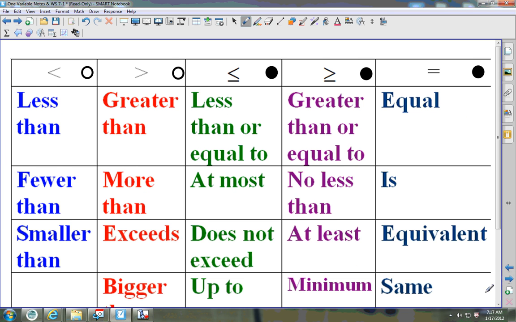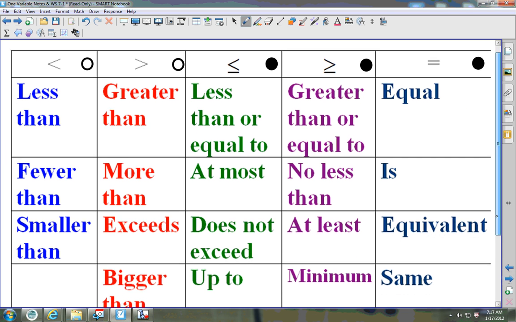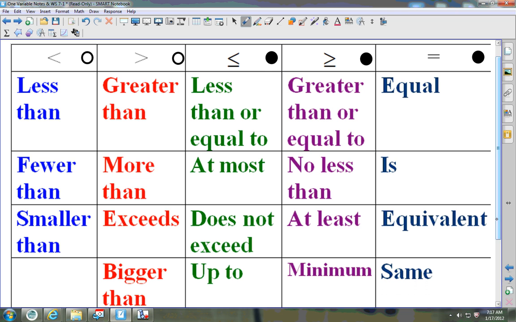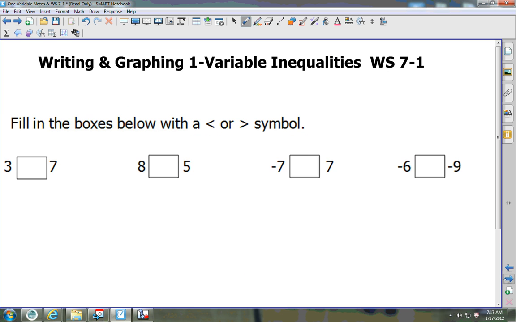Okay, so there are some of the other words right here that you should have. I would take some time, pause it, and write down these words that would be used in a word problem. Next, fill in the boxes below with the correct symbol. Pause this video, and then come back and check to see how you did.